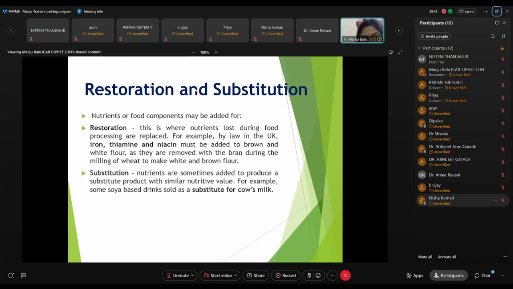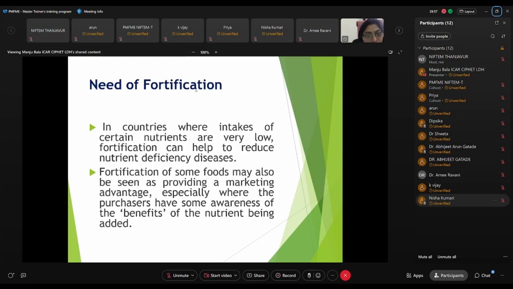And sometimes we make some kind of food which has to substitute for another, like for cow milk, we are making soya milk. So what is present in cow milk, we want to add those nutrients in soya, and that is called substitution. So, the need of fortification: why did countries start this fortification?